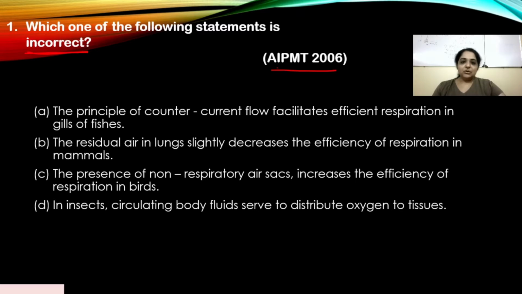A. The principle of countercurrent flow facilitates efficient respiration in gills of fishes. Yes, that is correct. B. The residual air in lungs slightly decreases the efficiency of respiration in mammals. That is also correct. C. The presence of non-respiratory air sacs increases the efficiency of respiration in birds, which is also correct. D. In insects, circulating body fluids serve to distribute oxygen to tissues. Now, D is the incorrect statement here.